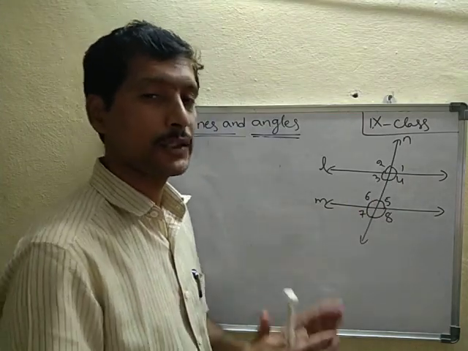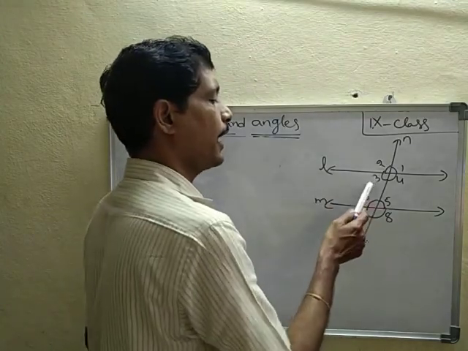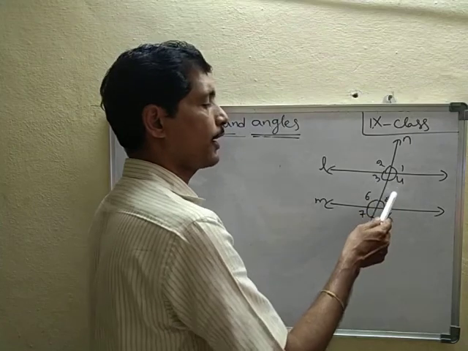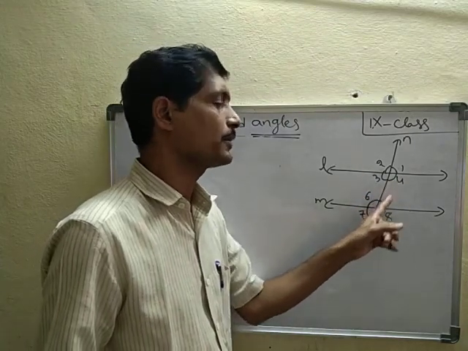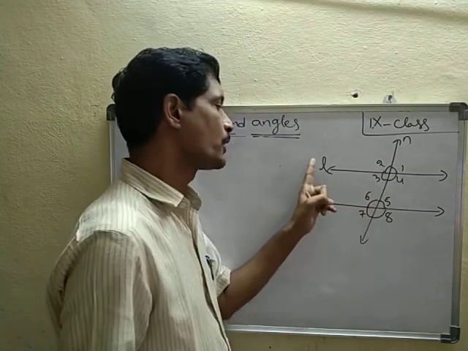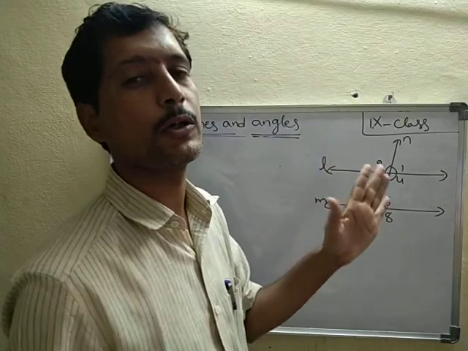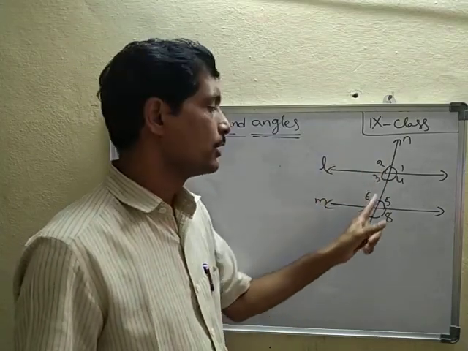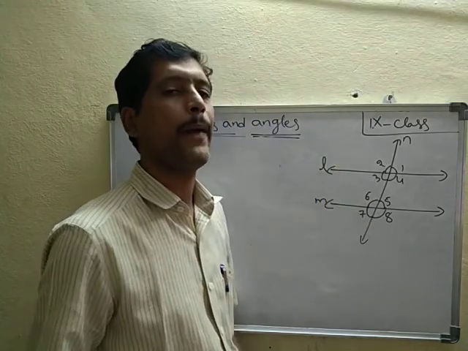Co-interior angles: same side of the transversal line, both are interior angles. Angle 3 and angle 6 is one pair. Angle 4 and angle 5 is one pair. Angle 3 plus angle 6 equals angle 4 plus angle 5 equals 180 degrees. These two lines are compulsorily parallel. The sum of co-interior angles equals 180 degrees. The sum of co-interior angles equals 180. These two lines are parallel.